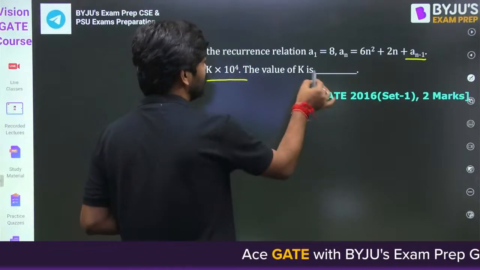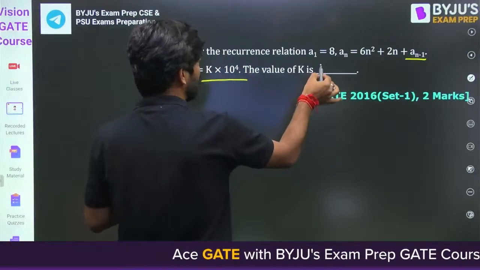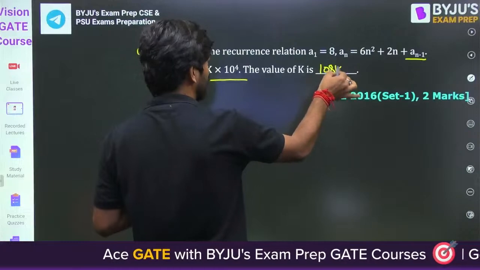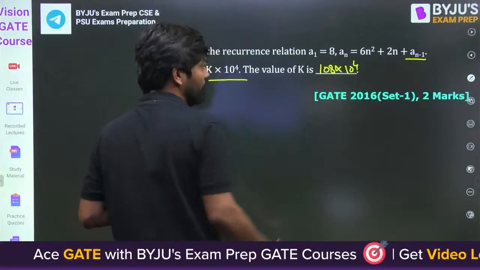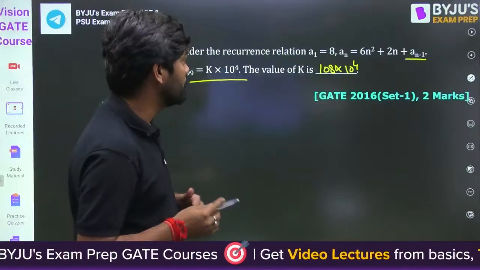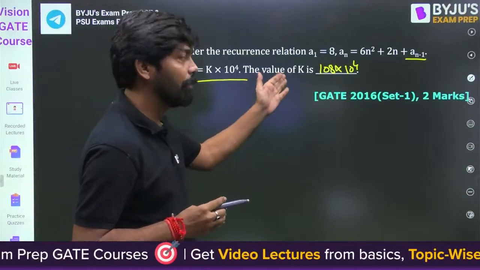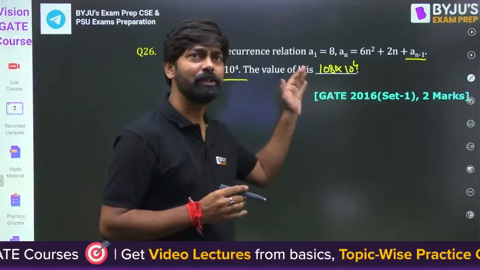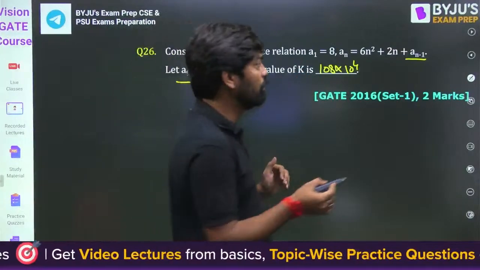It is an easy one. The answer will be, I think, the K value will become 108 into 10 to the power 4. You can try. If you have any doubt regarding this question, you can ask me in the Telegram group. It is an easy question, you just need to expand.